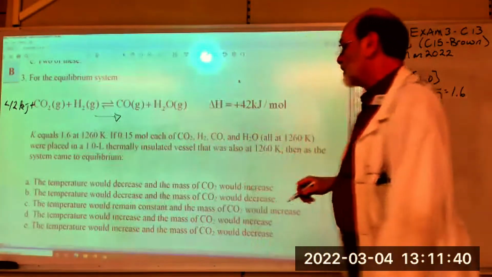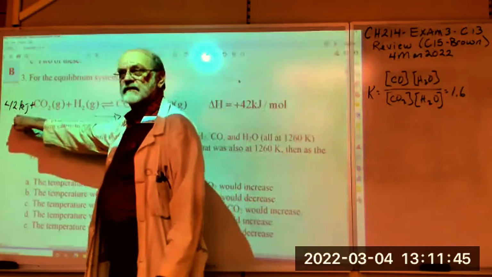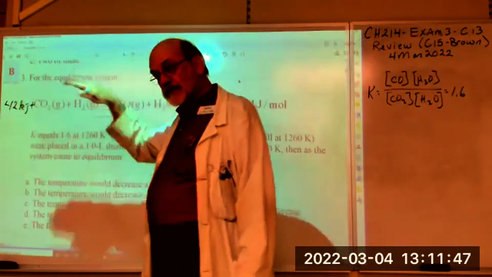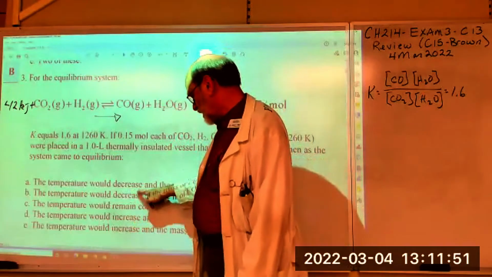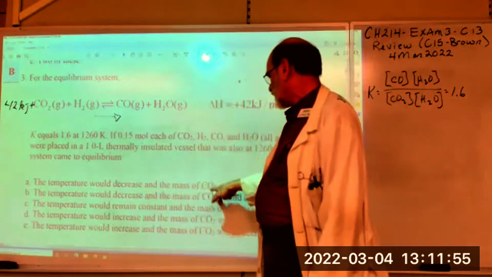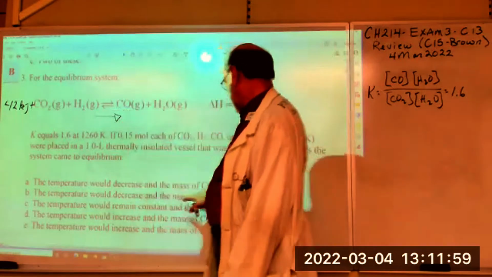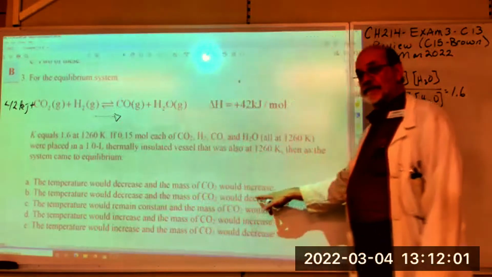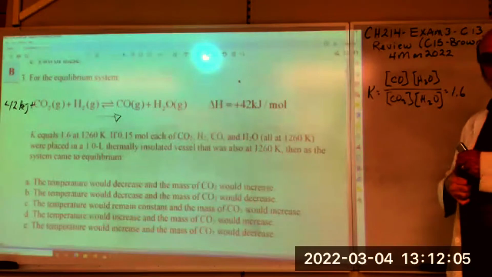Okay? So if it moves to the right, it's going to consume some of that energy. Temperature should decrease. So the temperature would decrease, it's one of these two, wouldn't remain the same, wouldn't increase. And the mass of CO2 would increase. No, mass of CO2 would decrease because you're moving to the right. Okay, does that make sense?